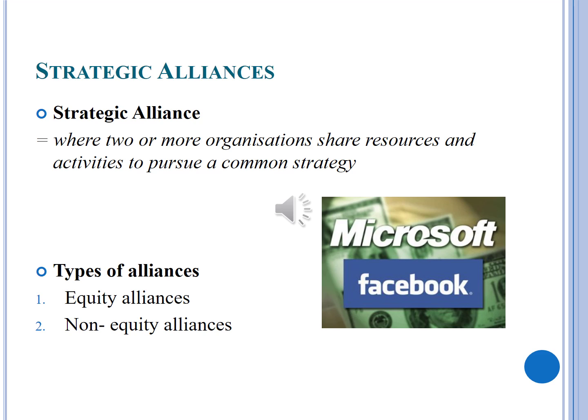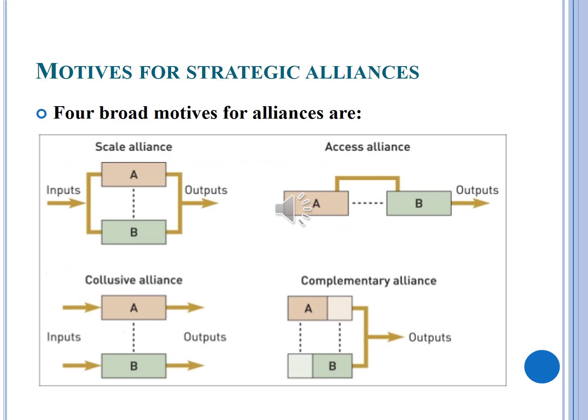Then non-equity alliances are typically looser, without the commitment implied by ownership. Non-equity alliances are often based on contracts. One common form of contractual alliance is franchising, where one organization gives another organization the right to sell the franchise's products or service. Then there are also four motives for strategic alliances, as you can see in the picture.